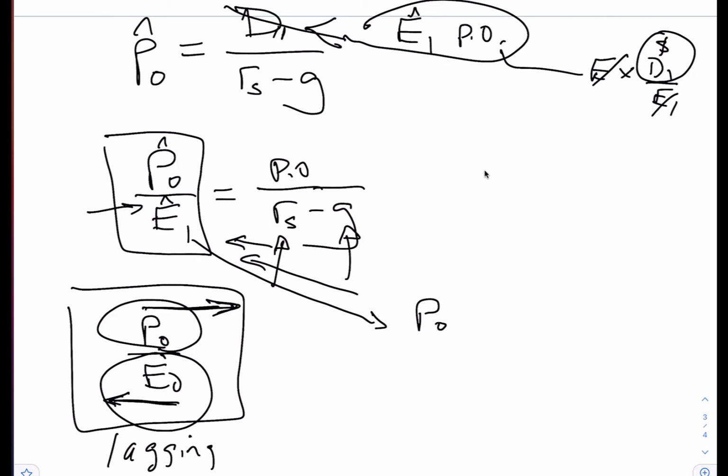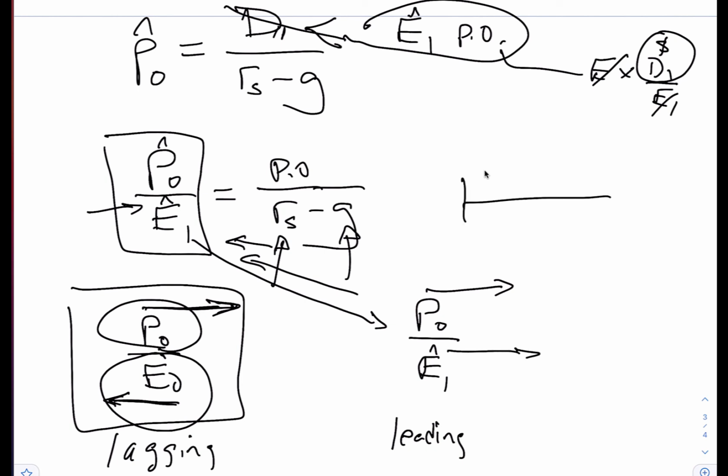It's today's price divided by the estimate of earnings for the next period. As I said before, this is called a leading, or sometimes a forward, price earnings ratio. This is looking forward. Stock prices look forward to the future cash flows and risk. And this earnings is looking forward too, because it's next year's earnings.